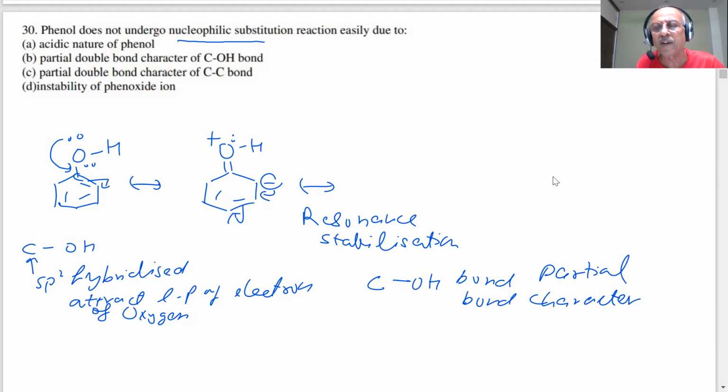Therefore, student, it will be difficult to break this bond. More energy will be required to break this bond when you do nucleophilic substitution reactions. So let us see what is the correct answer.